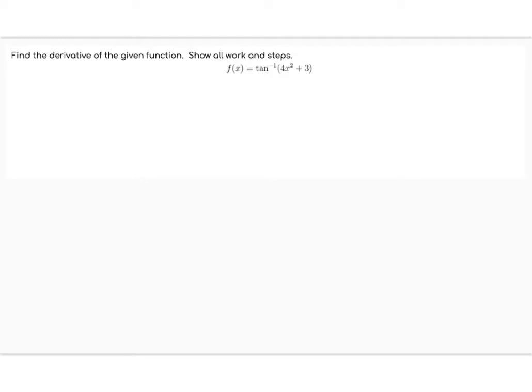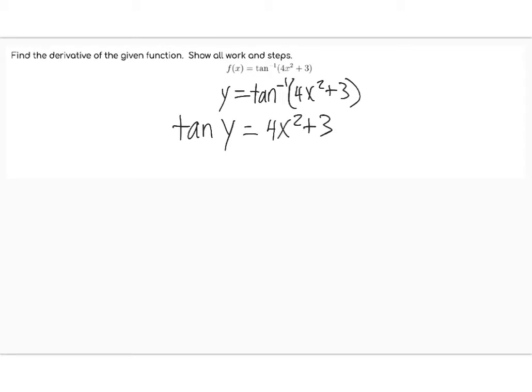All right, and of course, why not start with something crazier? So I'm going to rewrite this as y is equal to inverse tangent of 4x squared plus 3. This doesn't look anything like what we were doing a couple minutes ago. So what I'm going to suggest is that instead of inverse tangent, let's rewrite this as tangent of y is equal to 4x squared plus 3.